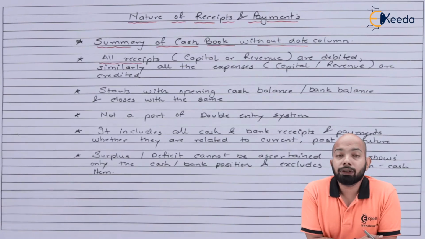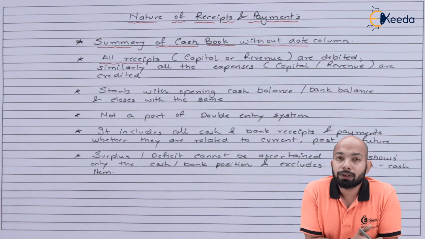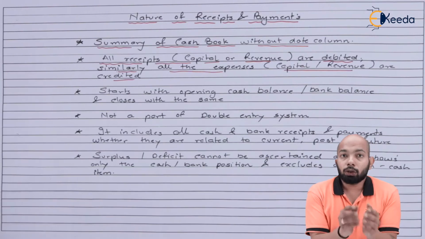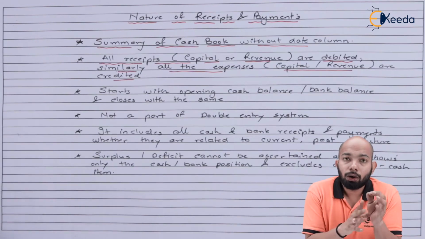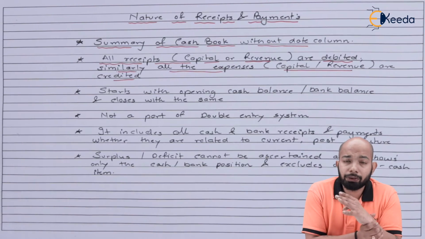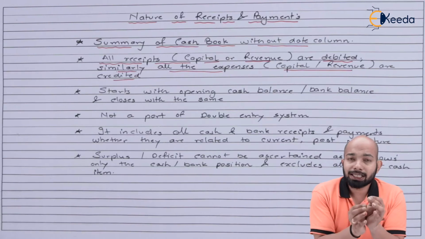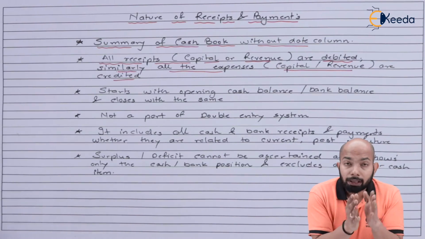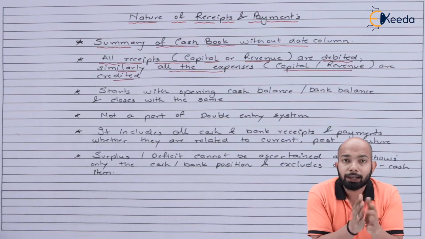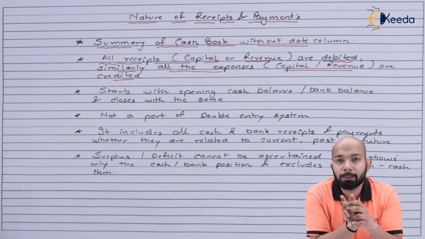Now the second point of this concept speaks about the kind of receipts that are admissible in this chapter. The point that is highlighted here states that all the receipts, whether of capital nature or revenue nature, are debited to the receipts and payments account, and all the expenses, whether of capital or revenue nature, are transferred to the credit side of the receipts and payments account.